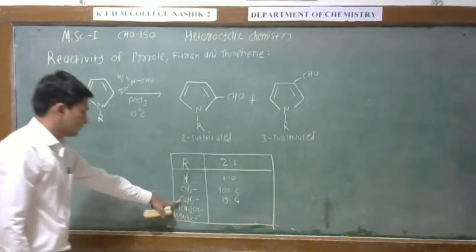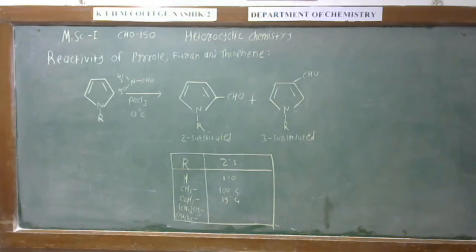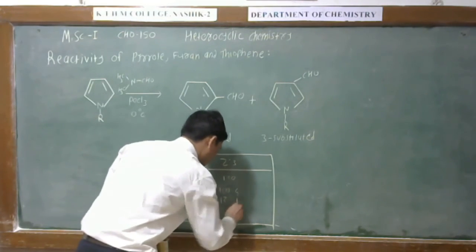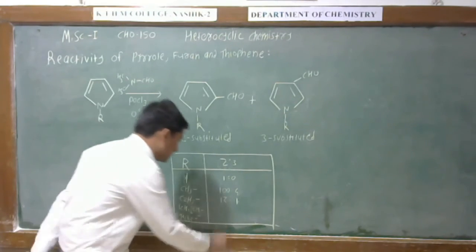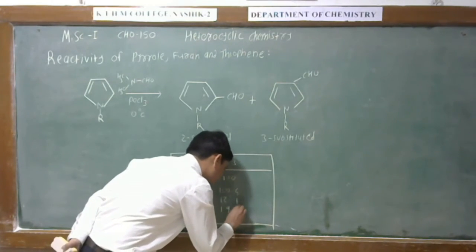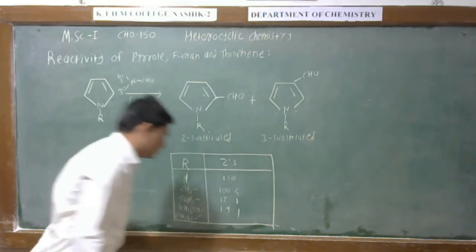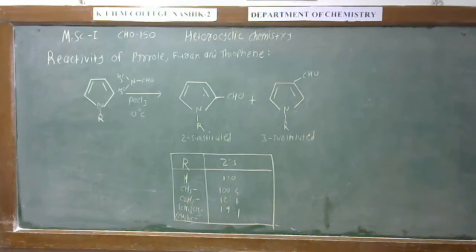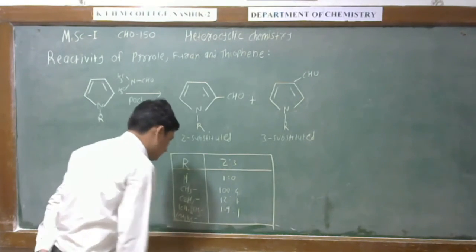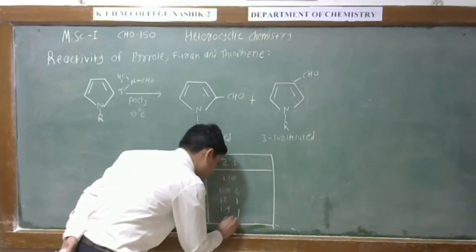90:4. Firstly, when we take the CH2, then there will be formation of 12:1. When there is an isopropyl group, then there is 19:1, and when we take here the tertiary group, then the ratio will be 4:1.